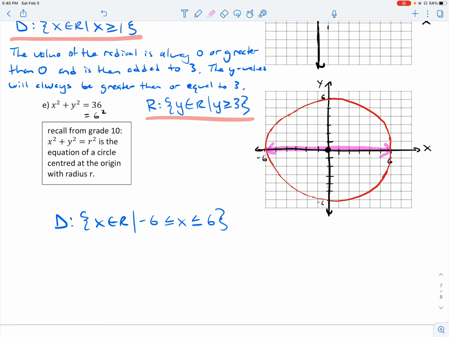So the range, we'll switch colors, and it's from -6 down there to +6 up there. So the range, this is my set of y values that are an element of the real number system. And my smallest value for y is -6, and the largest value is +6.